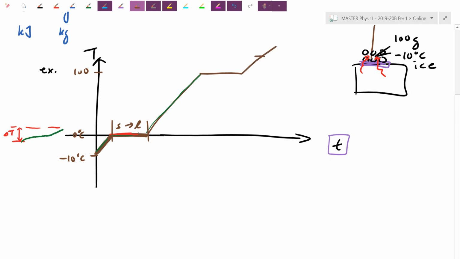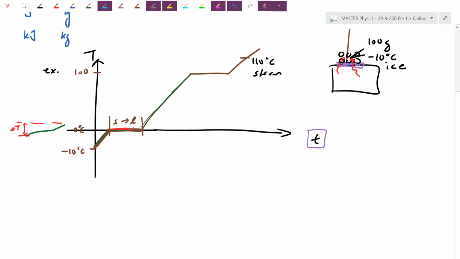What I want to do is take this 100 grams and make it up to 110 degrees worth of steam. And if you remember, steam is just gaseous water. In this case here, so that's the setup.